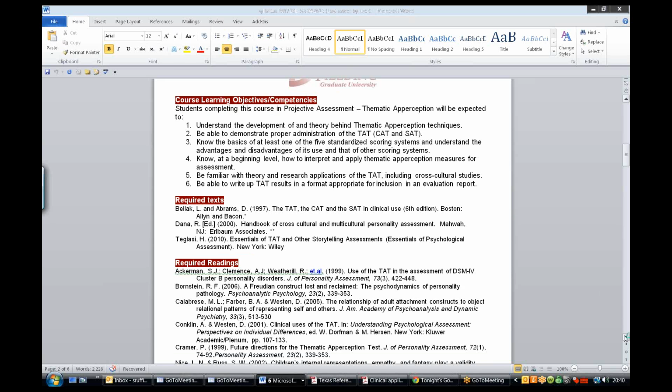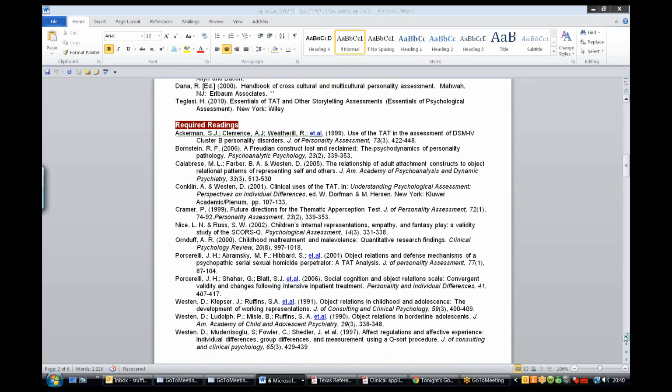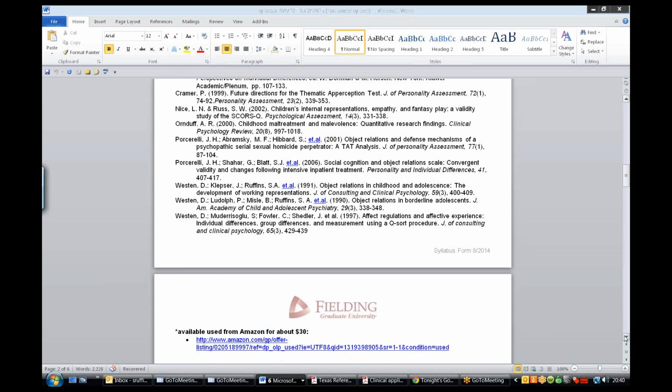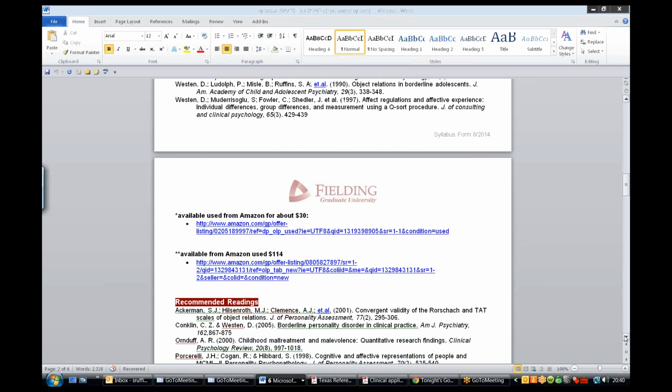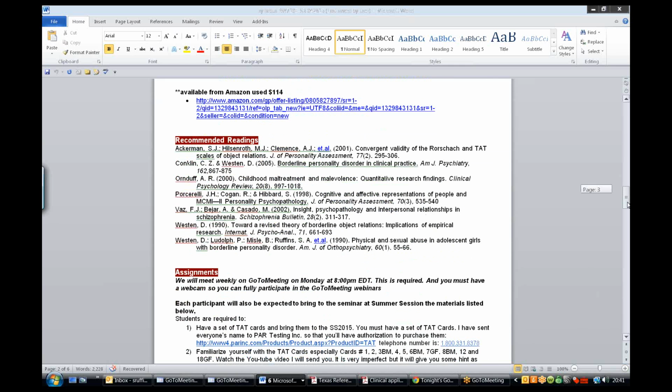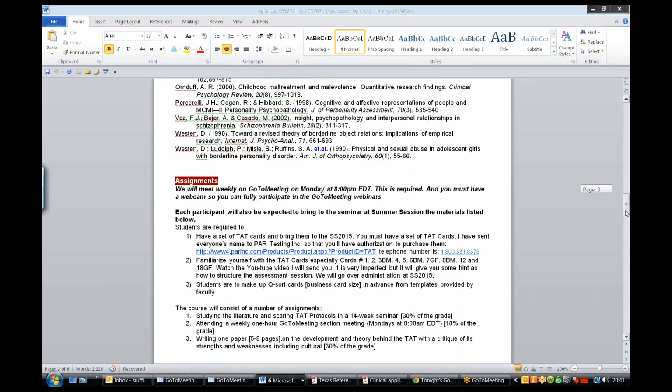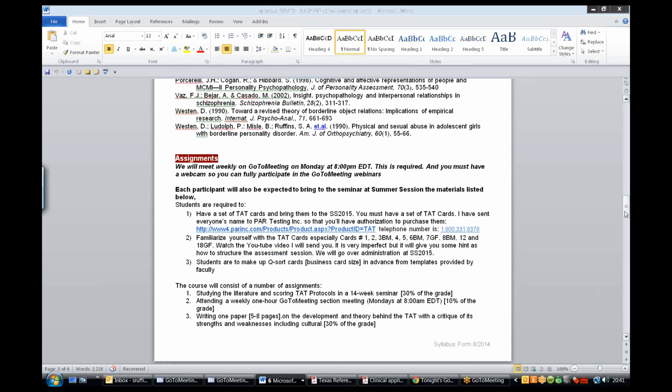Okay, so then there's the required readings, which is required journal readings. And you can get the Bellak book for about $30 if you get it used from Amazon. And you can get the Dana cross-cultural book for about $114 used. Okay. Then there's recommended readings and assignments. There's a number of assignments and requirements.